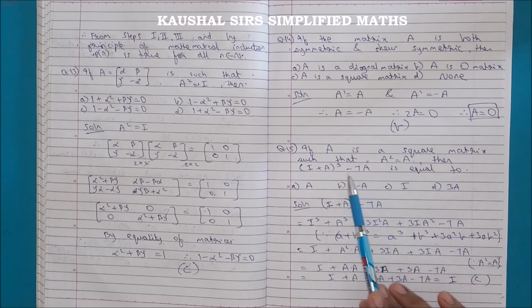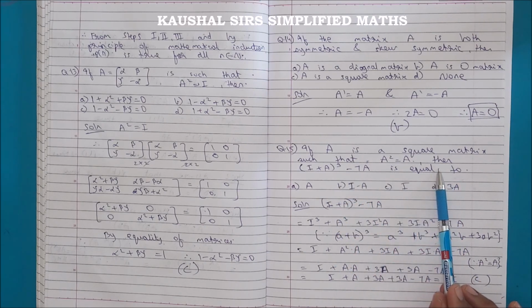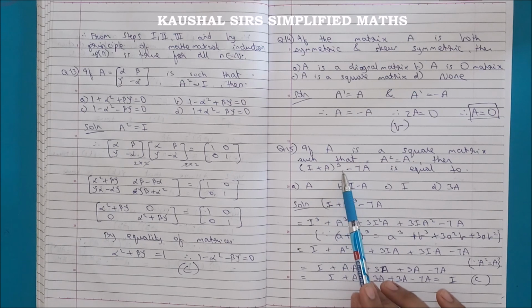If A is a square matrix such that A square is equal to A, then I plus A the whole cube minus 7A का value क्या है? Okay, let us find that. I plus A the whole cube minus 7A. Is it of the form, students, A plus B the whole cube? इसका formula क्या है? A cube plus B cube plus 3A square B plus 3AB square.